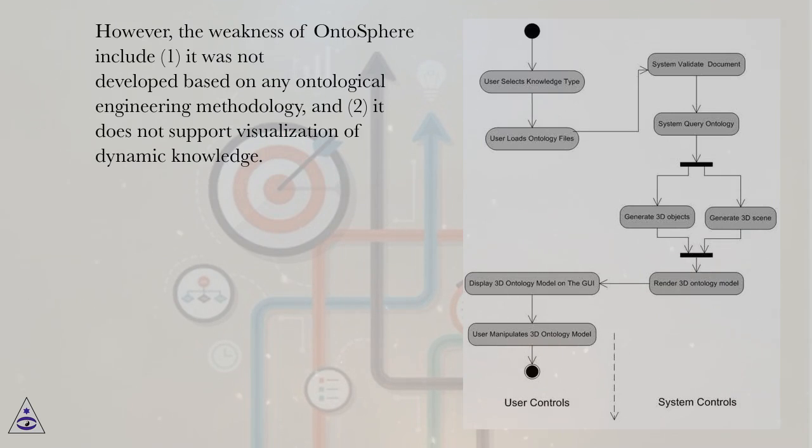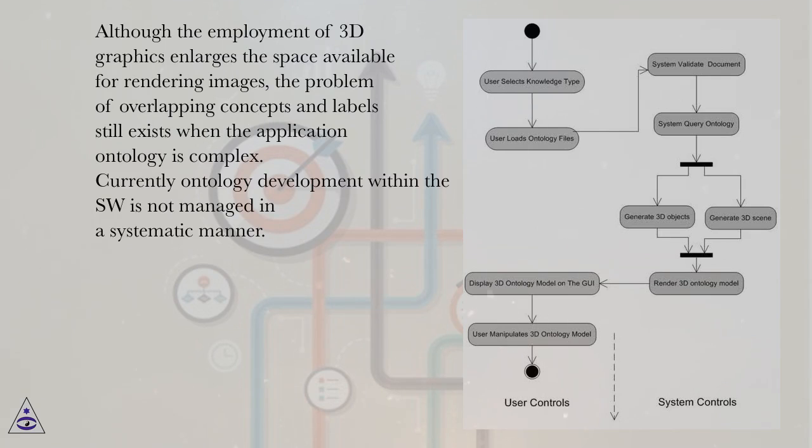However, the weaknesses of Ontosphere include: 1. It was not developed based on any ontological engineering methodology, and 2. It does not support visualization of dynamic knowledge. Although the employment of 3D graphics enlarges the space available for rendering images, the problem of overlapping concepts and labels still exists when the application ontology is complex.